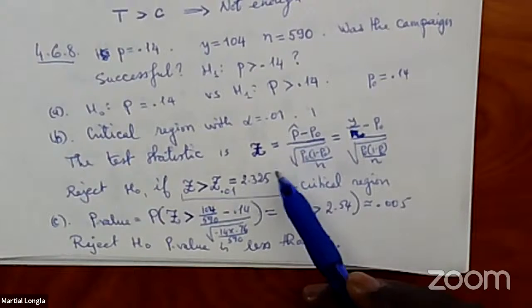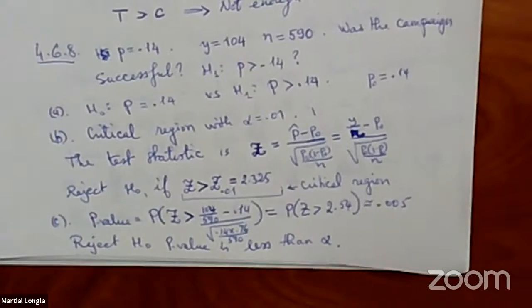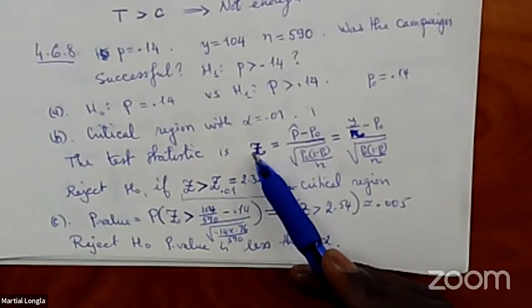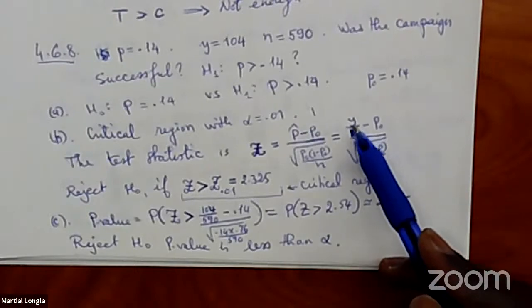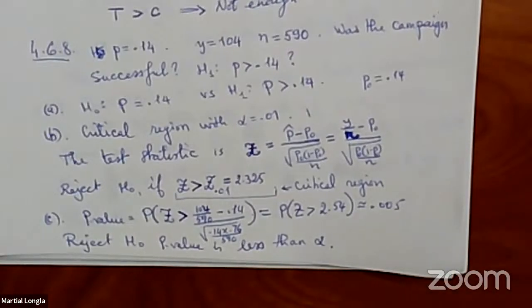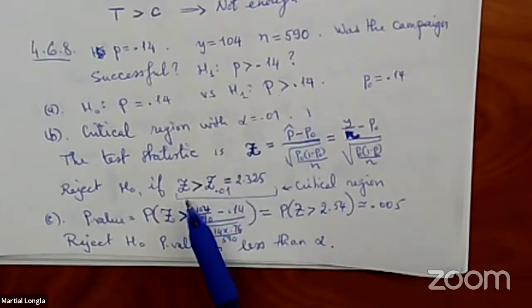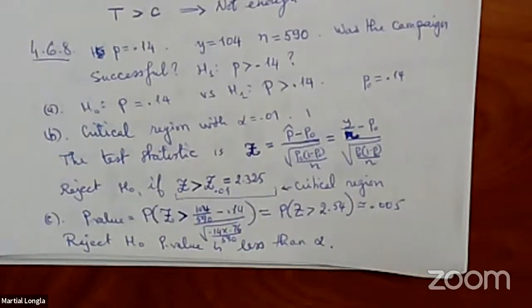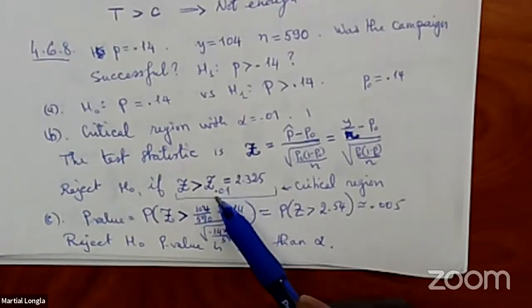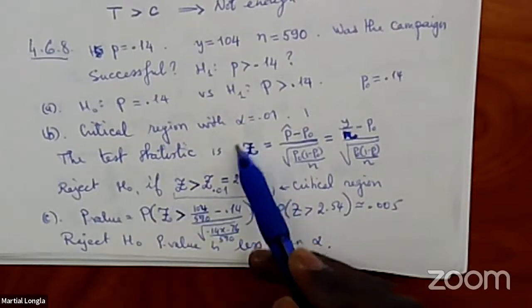And P hat is defined in your notes as Y over N, the number of successes divided by the sample size. Therefore, that Z statistic is actually this: Y over N minus P0, over the square root of P0 times 1 minus P0, divided by N. And your rejection rule is here: larger than, so you're rejecting if you're larger than 2.325, which is the Z of 0.01. You reject H0 if this Z, the one that is defined here.